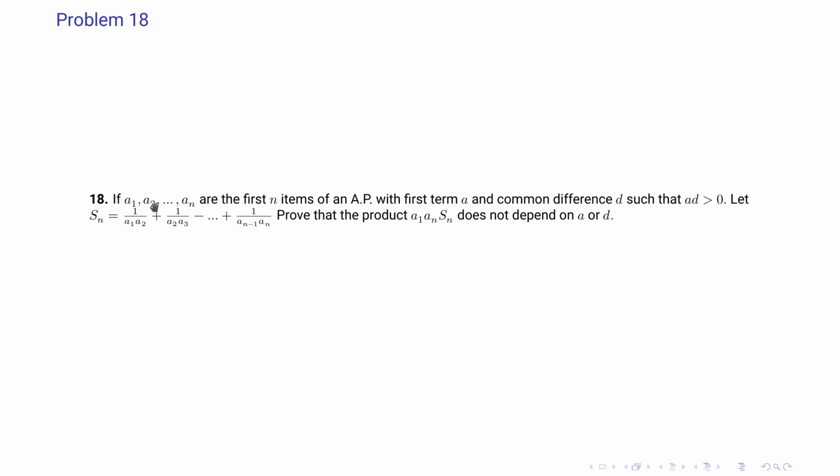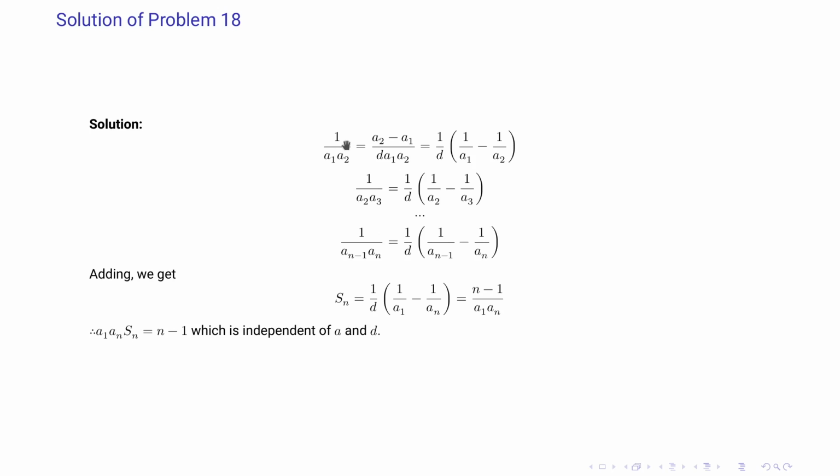Problem 18 says that if a1, a2 up to an are the first n terms of an AP with first term a and common difference d such that ad is greater than 0, let Sn be equal to 1 by a1 a2 plus 1 by a2 a3 plus up to 1 by a(n minus 1) an. Prove that the product a1 an Sn does not depend on a or d. Like earlier, we solve this, and Sn, which we have arrived at earlier also, is equal to n minus 1 by a1 an. So a1 an Sn will become n minus 1, which is independent of a and d.